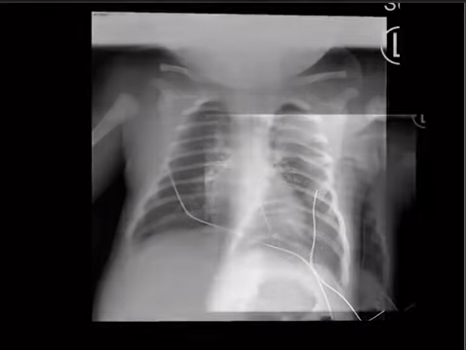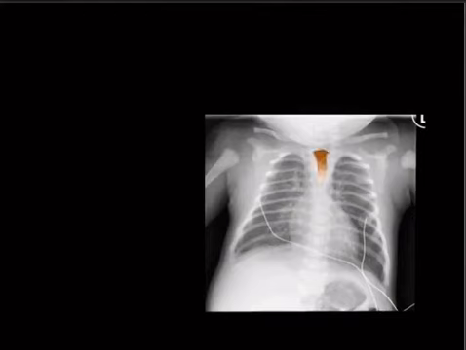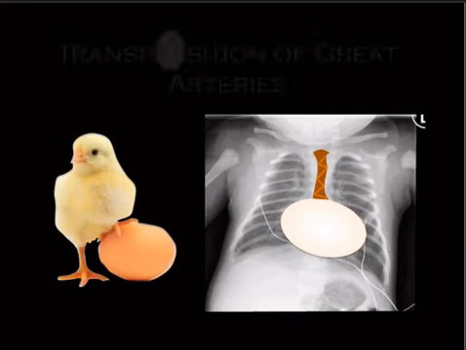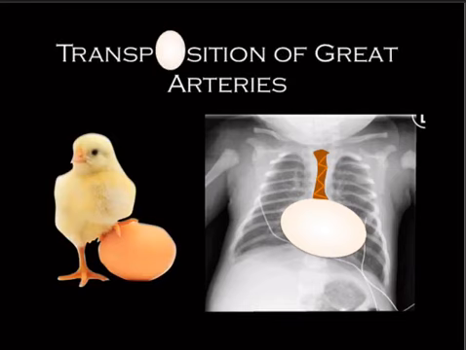So here's our first one, and you'll notice that the heart and mediastinum sort of look like an egg on a string. In other words, the mediastinal pedicle is narrow and the heart is a little bit enlarged and has like an oblong sort of appearance, like an egg. And this is transposition of the great arteries, and the way I remember that is I think of the O as an egg.